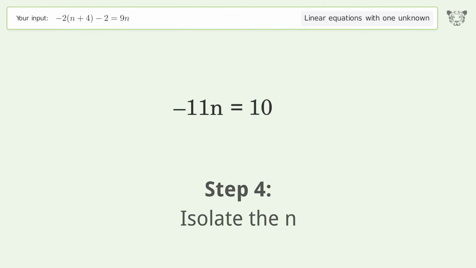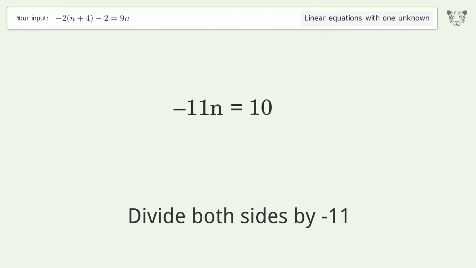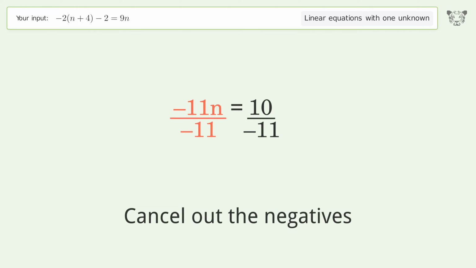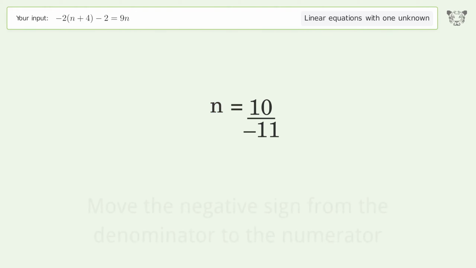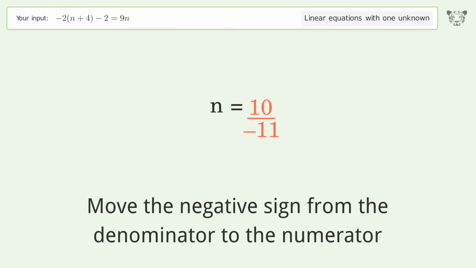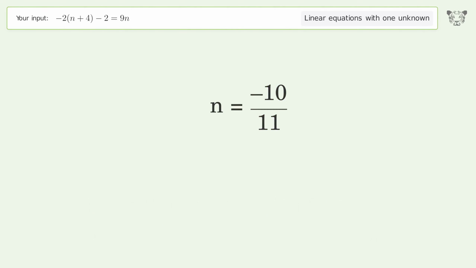Isolate the n. Divide both sides by -11. Cancel out the negatives. Simplify the fraction. Move the negative sign from the denominator to the numerator. And so the final result is n equals -10/11.